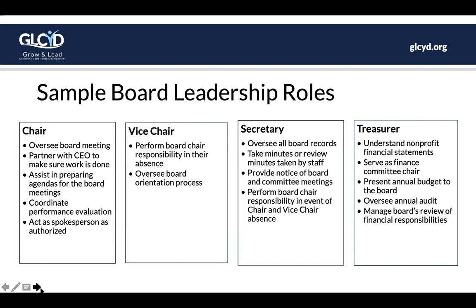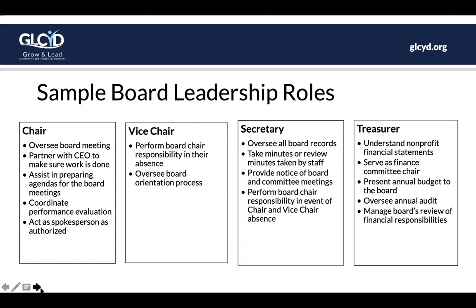The vice chair is next in line. So they perform all of the duties of the chair if the chair is unavailable. And then this is something that I really like, is giving the board orientation process to the vice chair, because you can see if we don't do that, they just fill in for the chair. So this gives them a responsibility and allows them to really get to know new board members that may need a little more help in learning where and how the organization fits in the nonprofit sector, in the community, what the programs are that they offer. So I like giving that job to the vice chair.